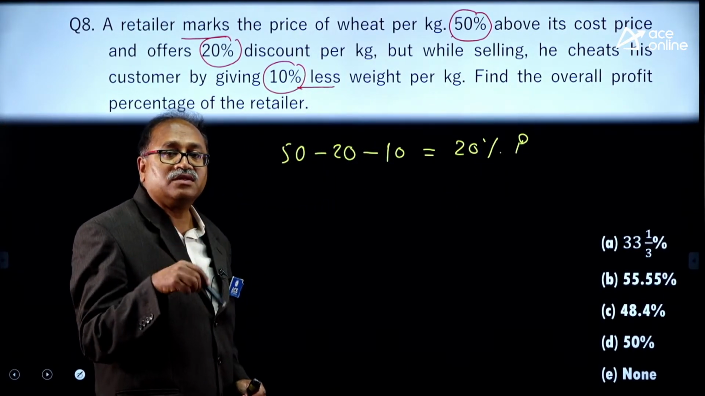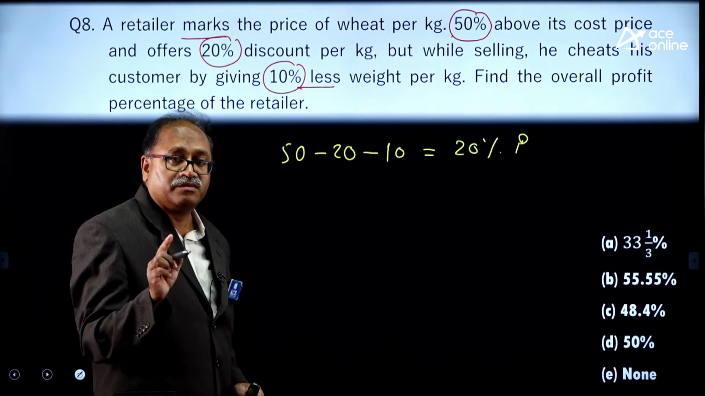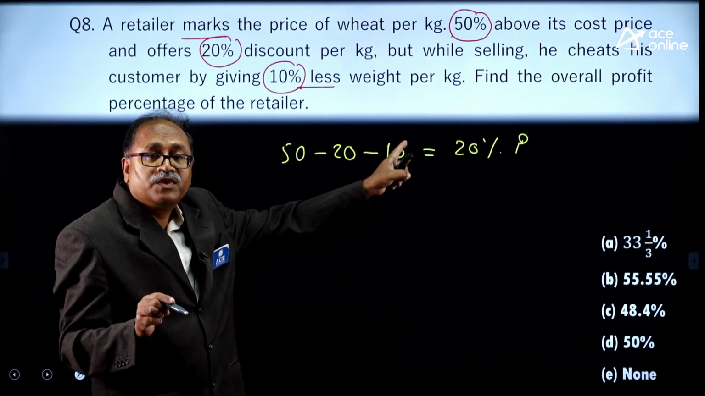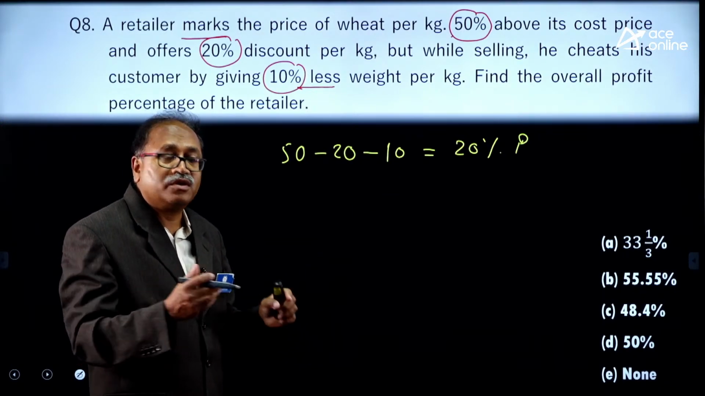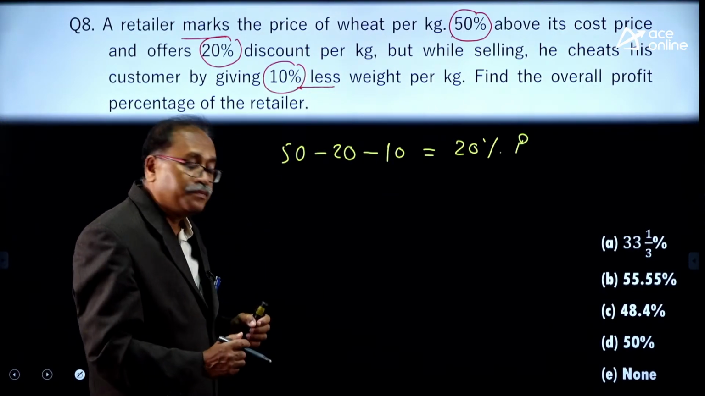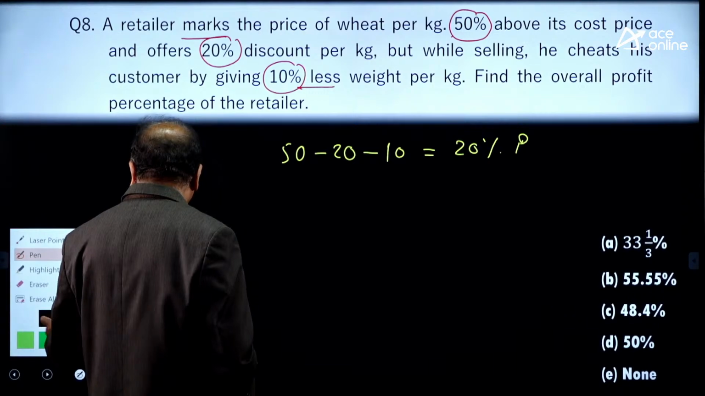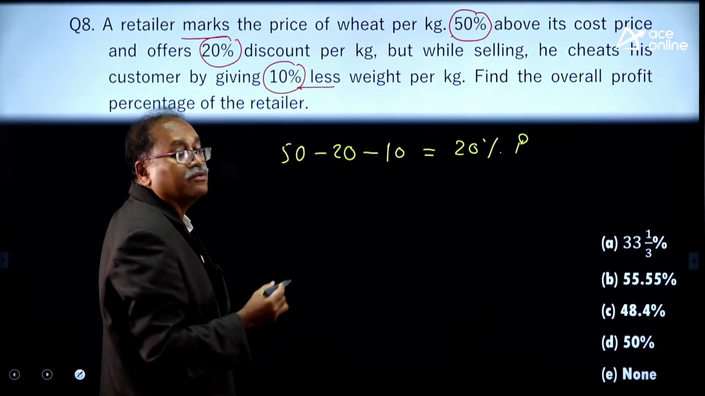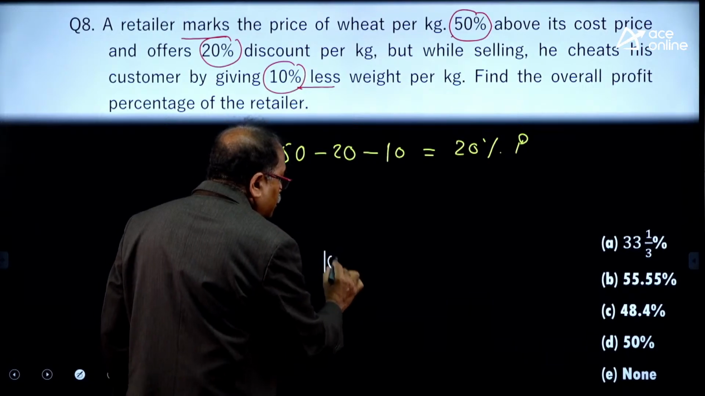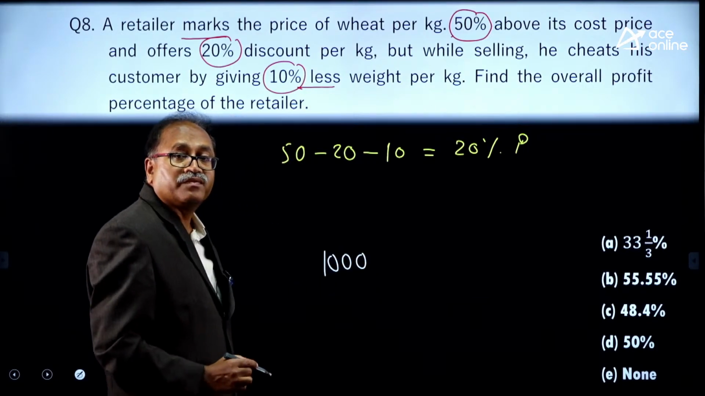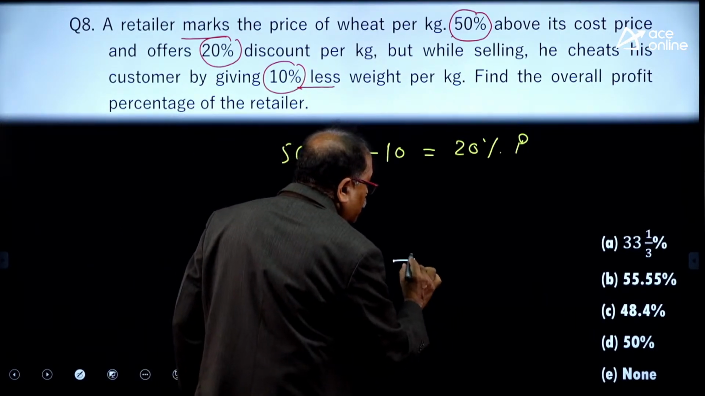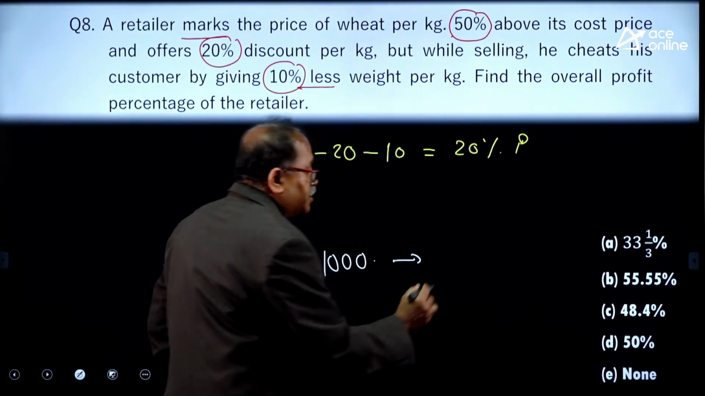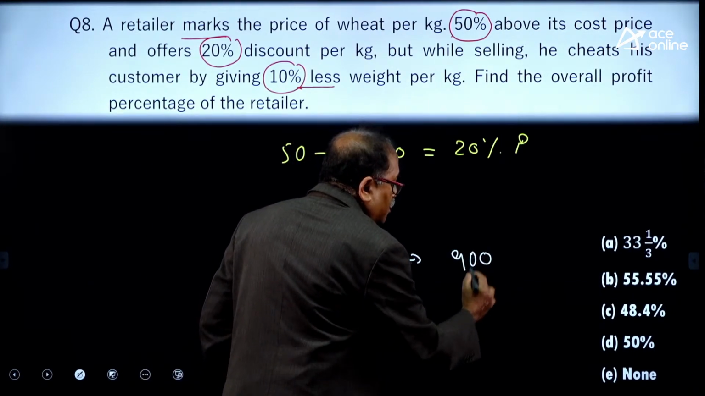In questions like this, when weight is manipulated, that is one thing. Second, there is a profit percentage also. So, what is the best way to write this? The structure is something like this. He gives 10% less for every kg. So, that is per kg, that is 1000 grams. How much does he give for every 1000 grams? 10% less means 100 gram less, that is 900. This is CP.